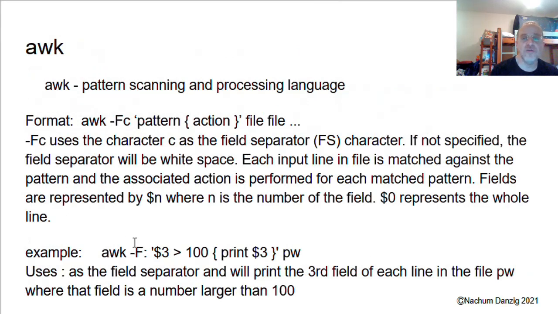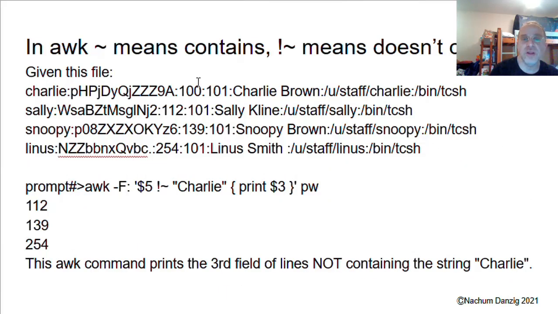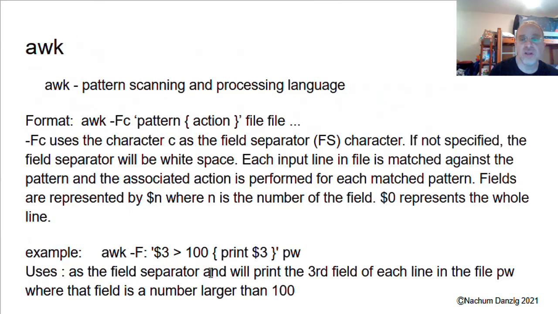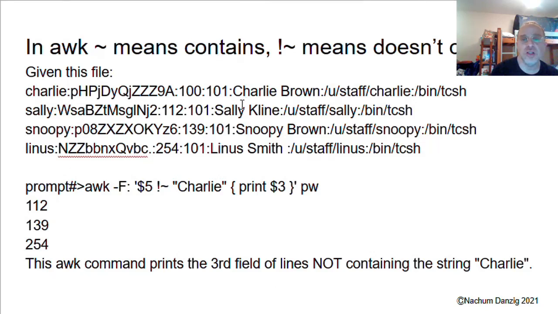So if the third field is greater than 100, that's not all of them. The first one was 100, right? 100 is not greater than 100. So it's going to print out Sally, Snoopy, and Linus. Well, the whole line. Let's go back. If it's greater than 100, print just the third field. So it's just going to print their number, actually. So it's not going to print Charlie. It's going to print 112.